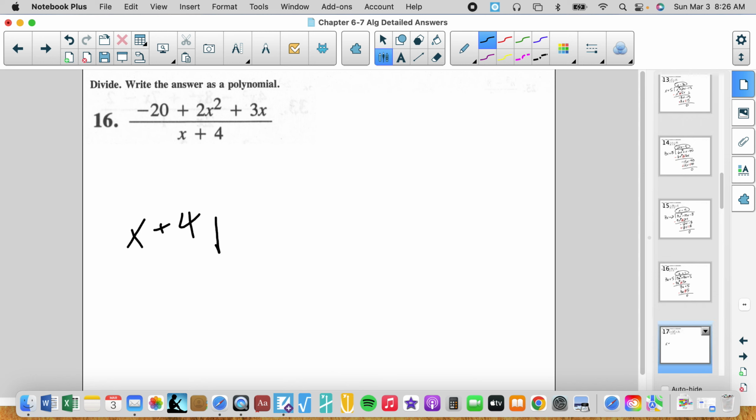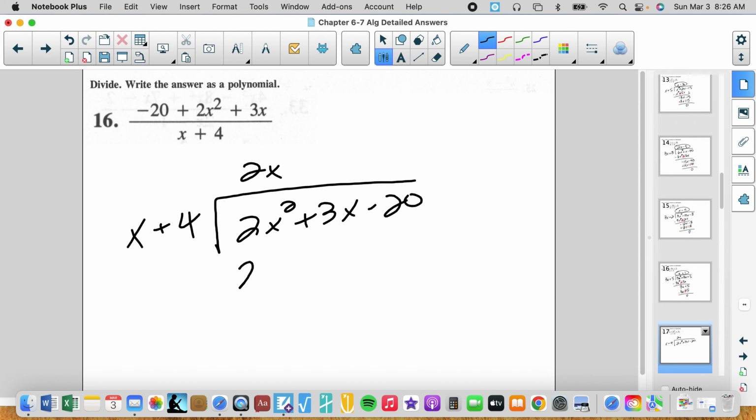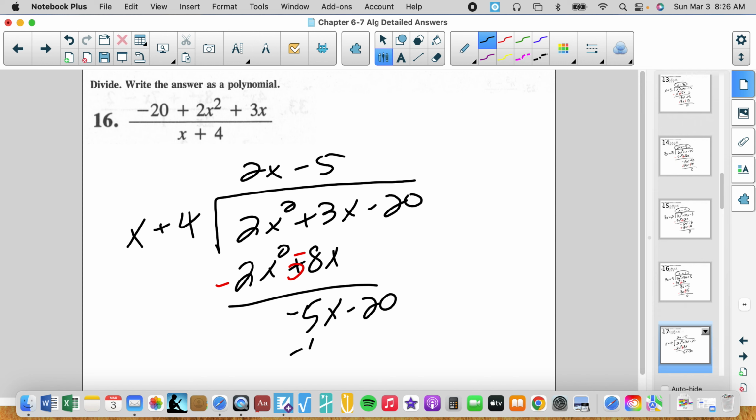x plus 4. Standard form. We're going to multiply by 2x to get 2x squared plus 8x. Change them up. That's going to be negative 5x minus 20. We're going to multiply by a negative 5. You get negative 5x minus 20. Change each of those signs. 0. There you go.